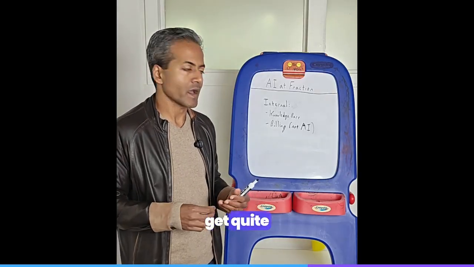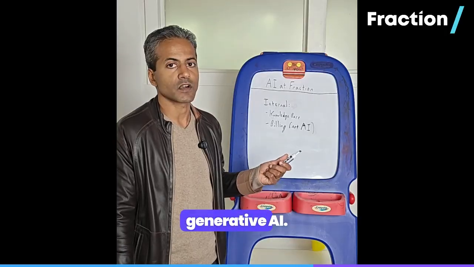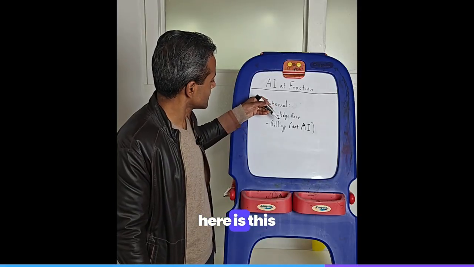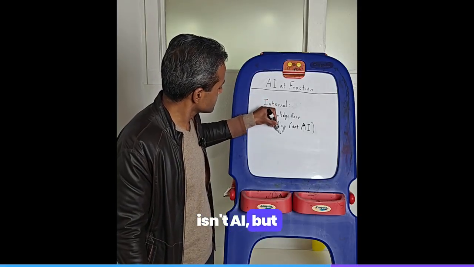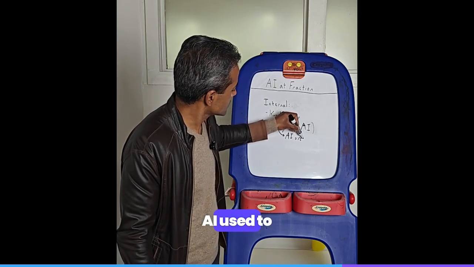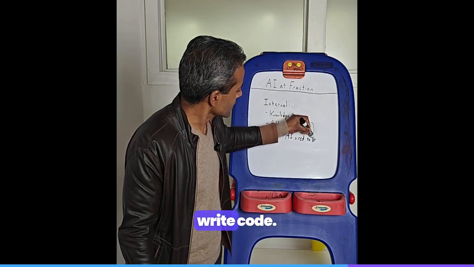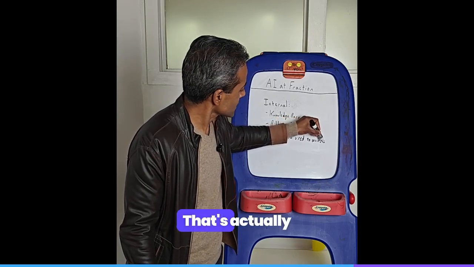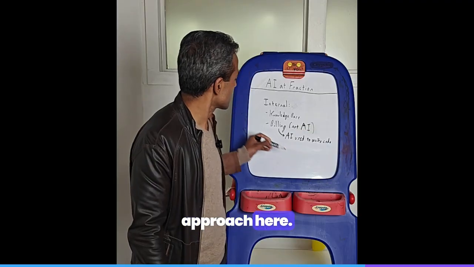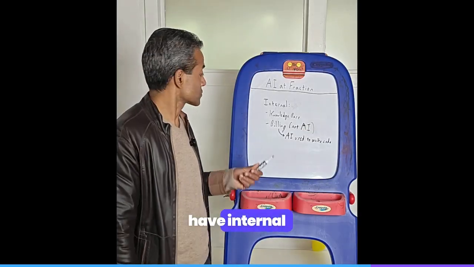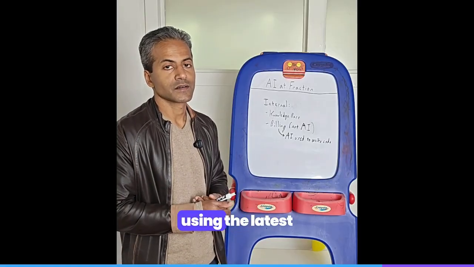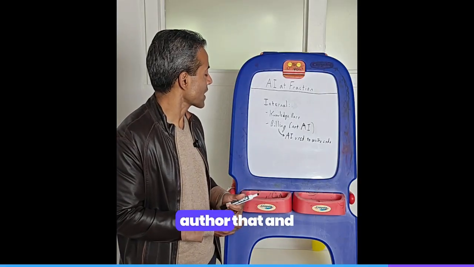Now, you can get quite accurate using generative AI, but actually the approach taken here, this isn't AI, but AI used to write code. That's actually the approach here. So when you have internal tools, just making sure that you're building those internal tools using the latest and greatest in order to help you author that and move that faster.